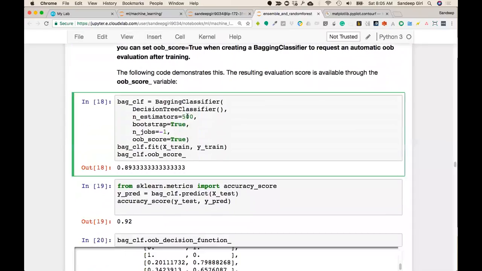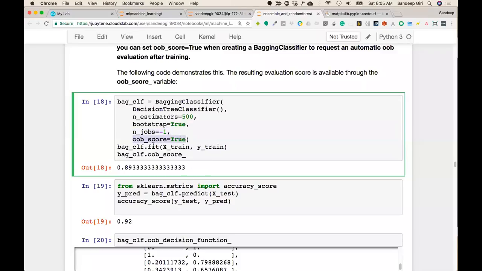Okay, so you can see that we are creating a bagging classifier. We are passing this particular instance of decision tree. Then we are telling it that we are going to use this many of these decision trees, and bootstrap is true. Number of jobs is -1, meaning there'll be as many jobs as number of CPUs. Okay, OOB score is true.